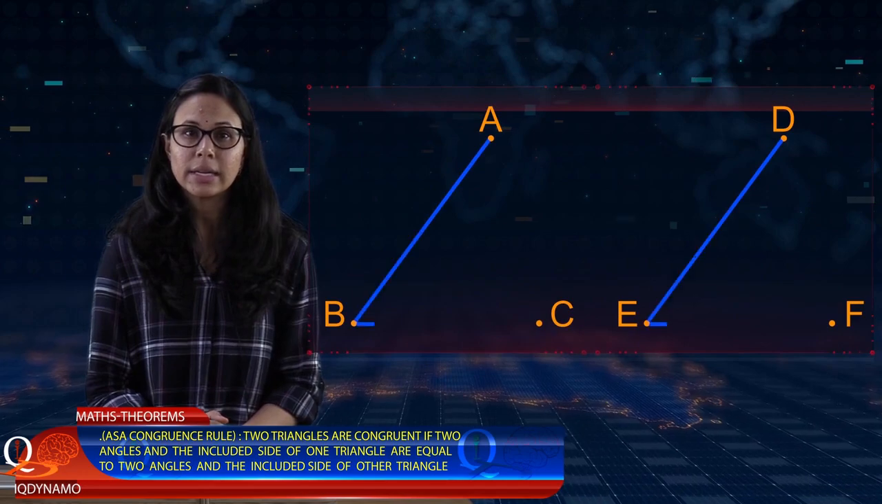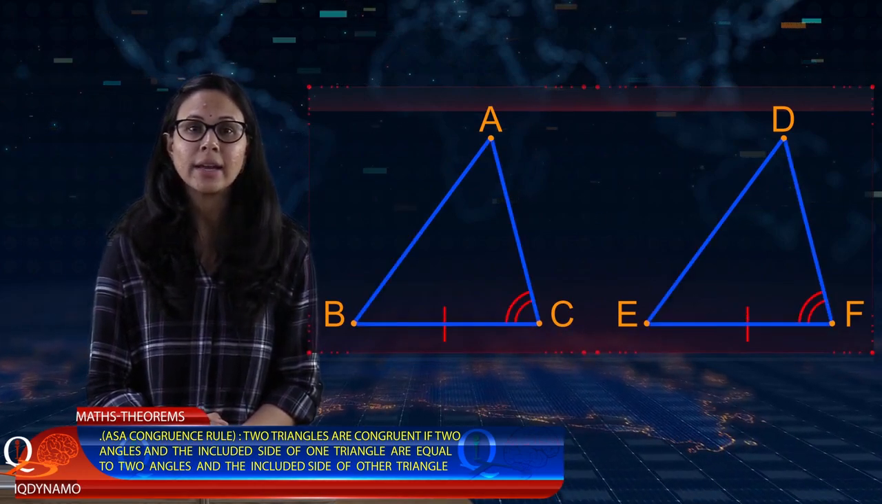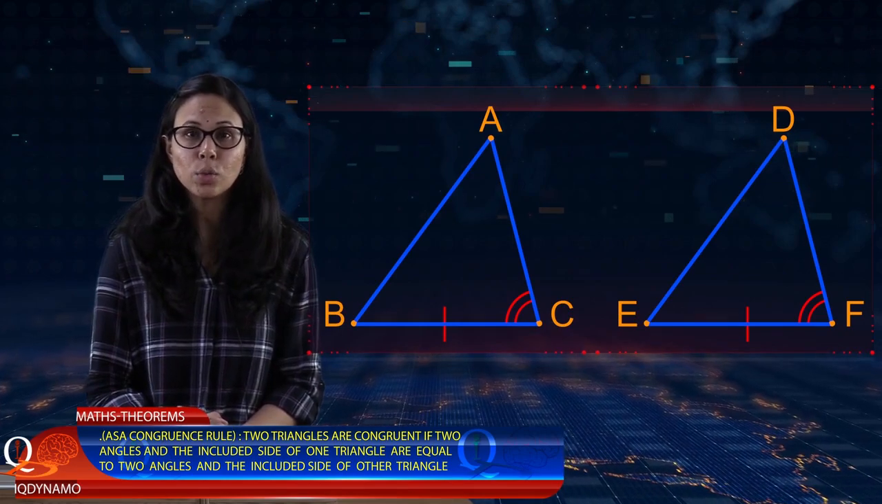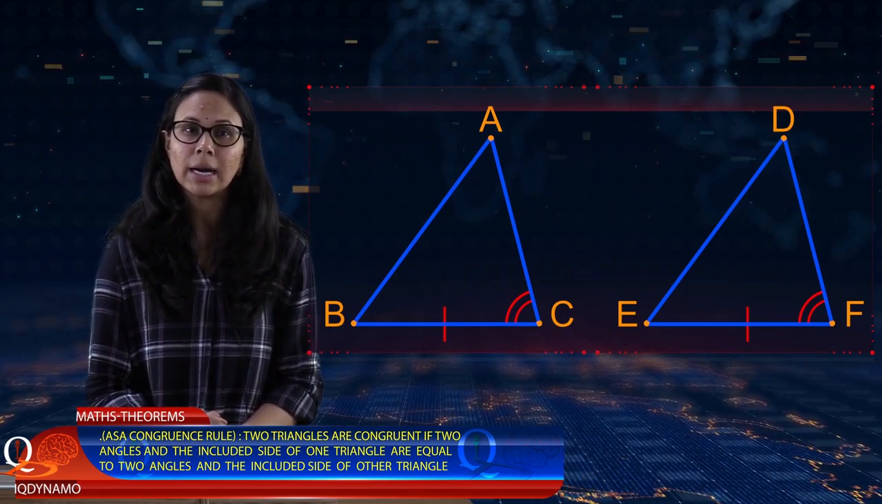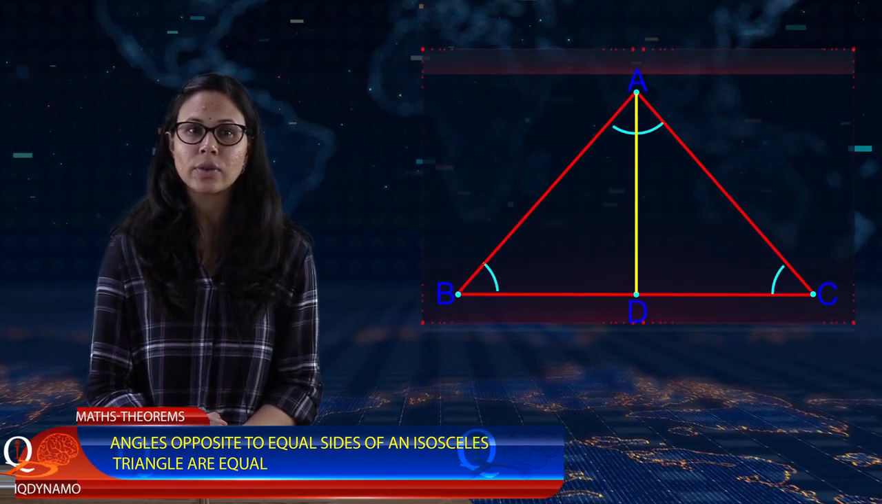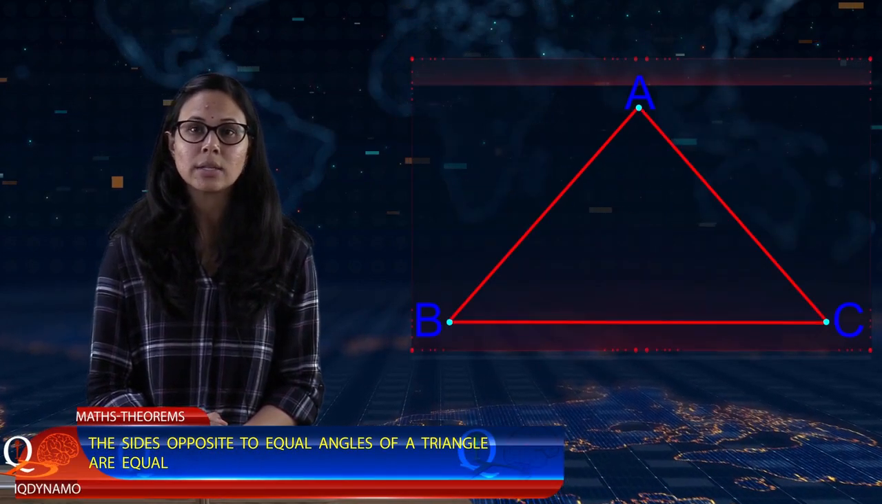ASA congruence rule. Two triangles are congruent if two angles and the included side of one triangle are equal to two angles and the included side of the other triangle. Angles opposite to the equal sides of an isosceles triangle are equal. The sides opposite to the equal angles of a triangle are equal.